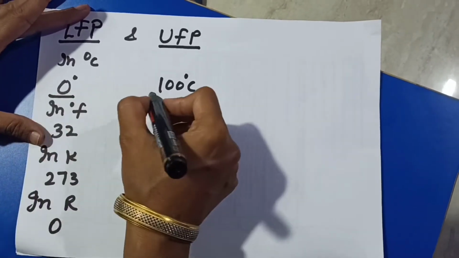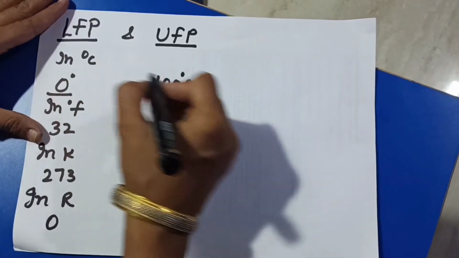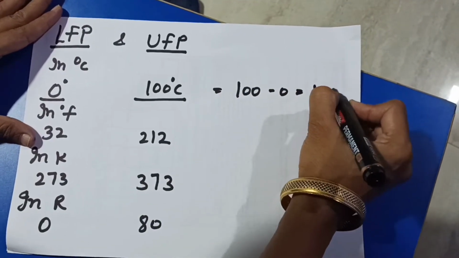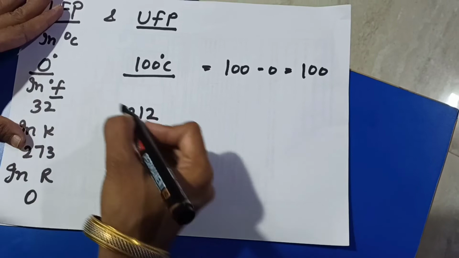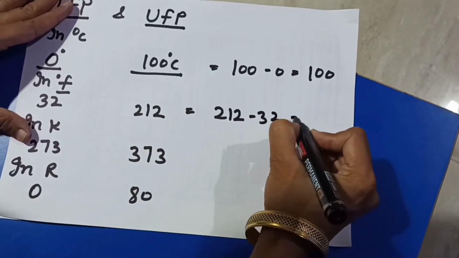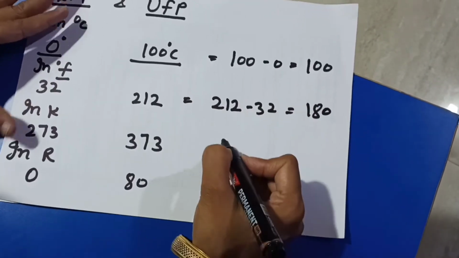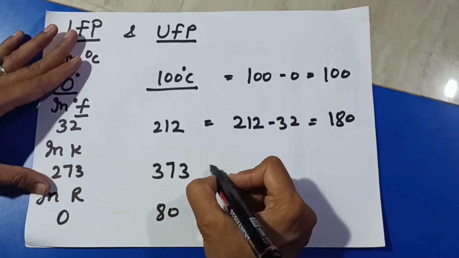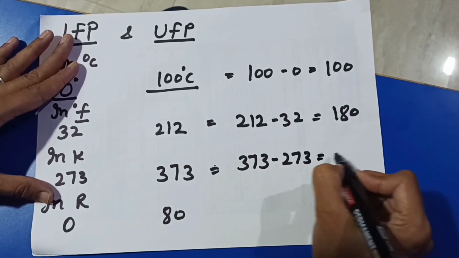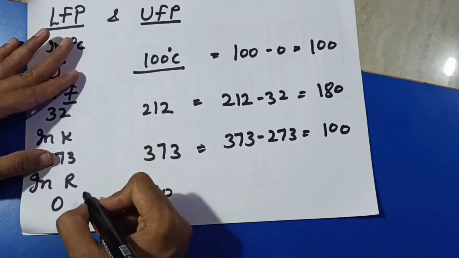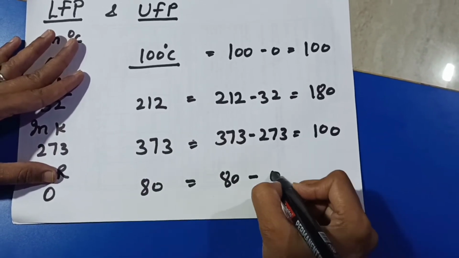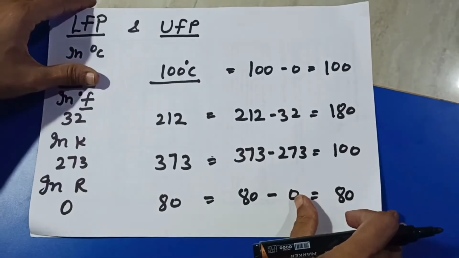And the difference between these 2 points in degree Celsius scale is 100 minus 0, which is equal to 100 divisions. And in degree Fahrenheit, the difference between these 2 points is 212 minus 32, which is 180 divisions. And in Kelvin scale, the difference between these 2 points, 373 minus 273, is equal to 100 divisions. And in Reaumur scale, the difference between these 2 points is 80 minus 0, equal to 80.